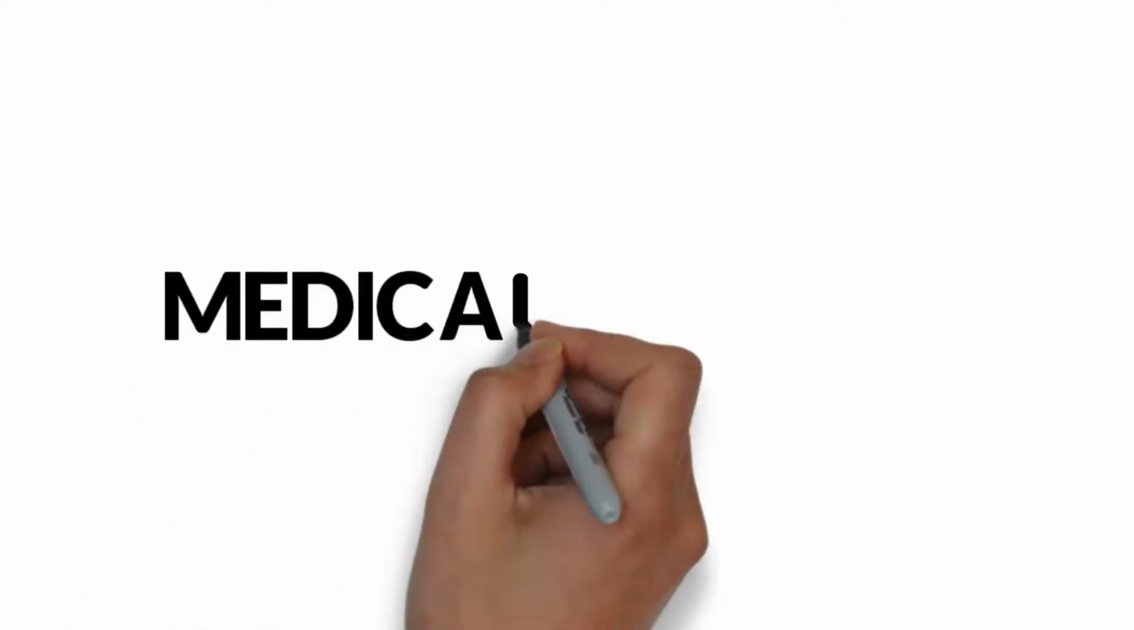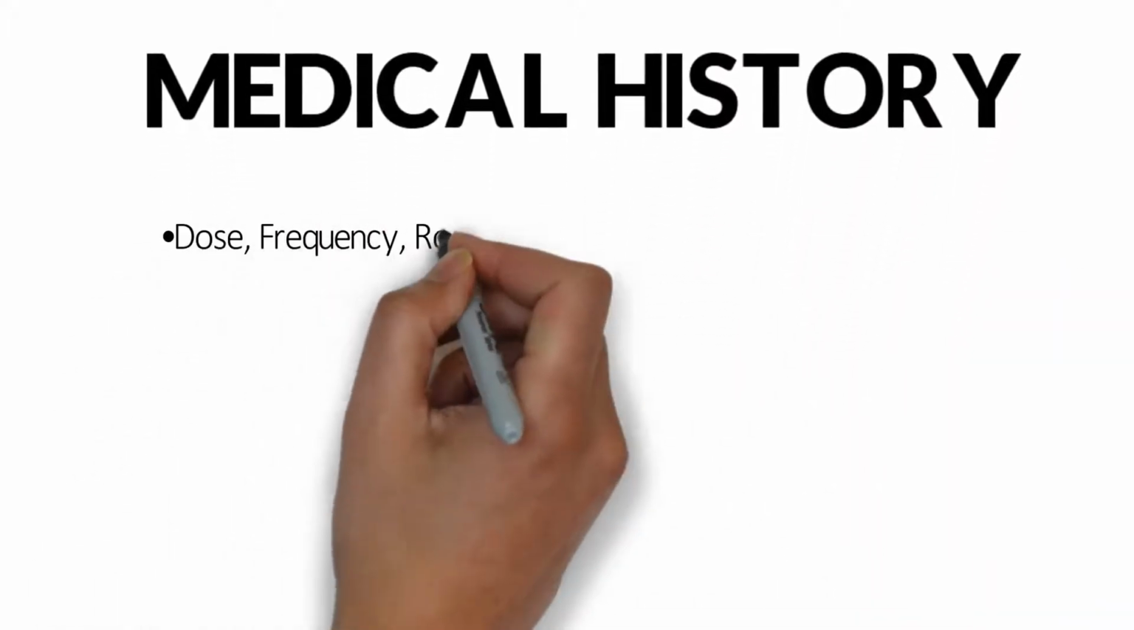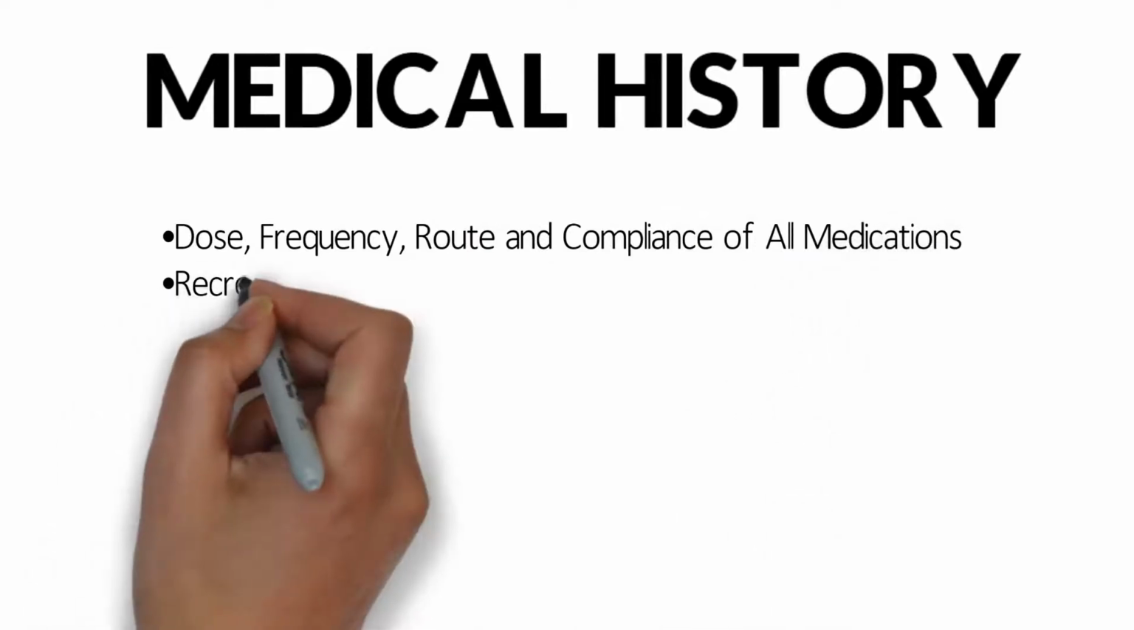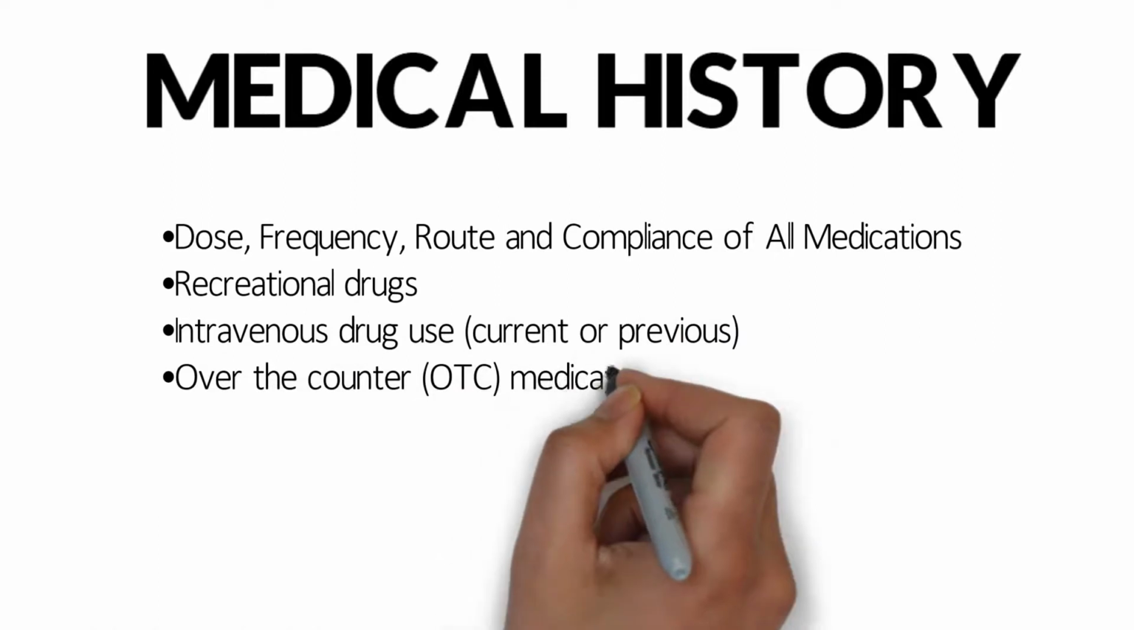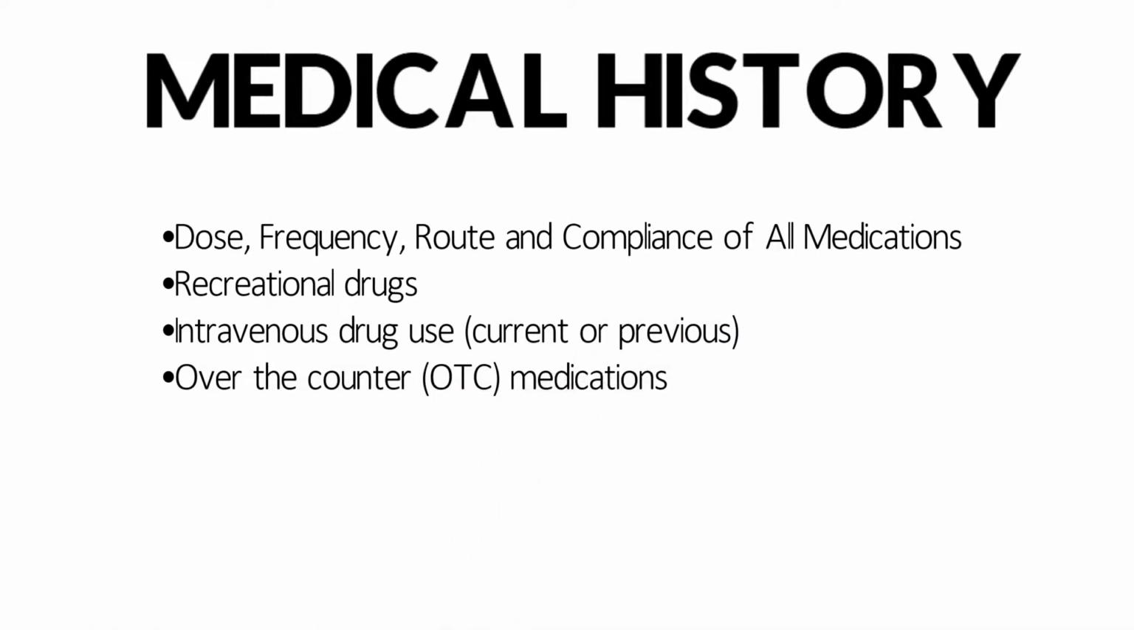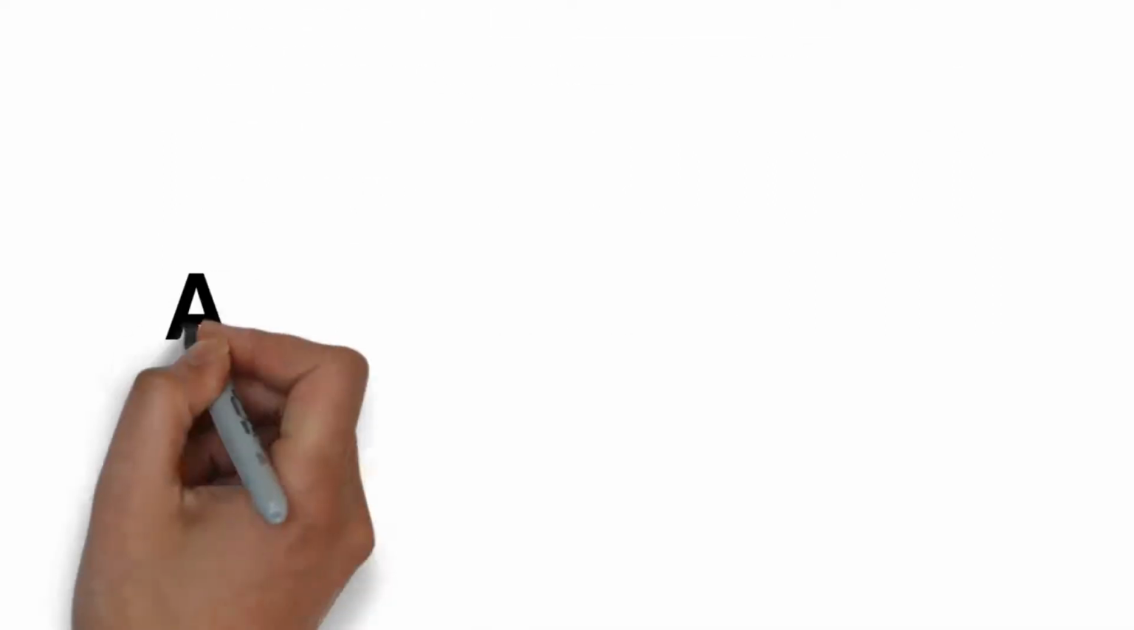Okay, after that we come to the medication history. In this part, we ask about the medication that the patient takes for any particular condition, and we need to note the dose, frequency, route, and compliance, whether the patient is taking the medications regularly or not. After medication history, we come to allergy history.